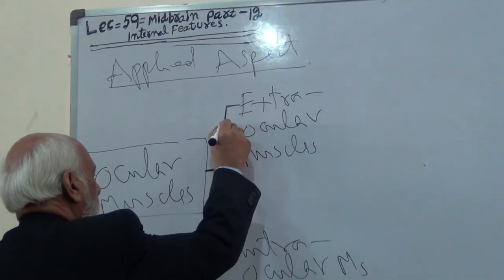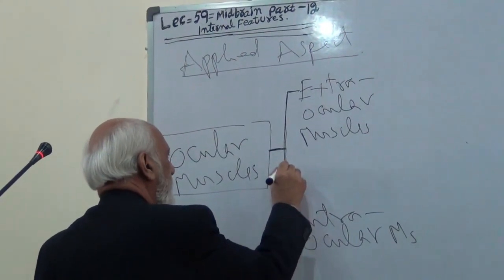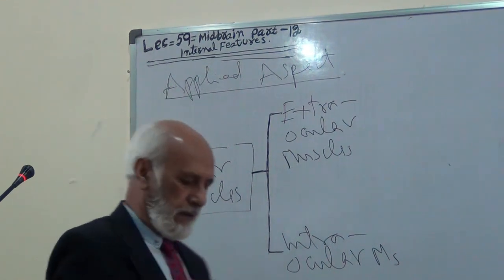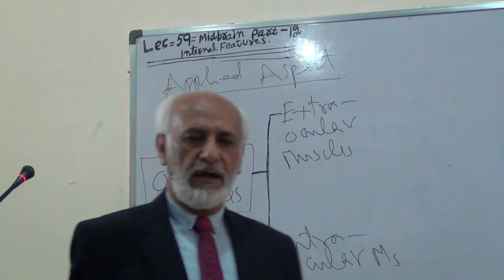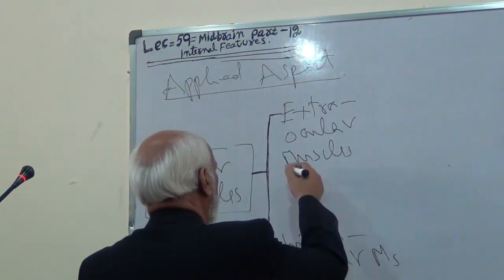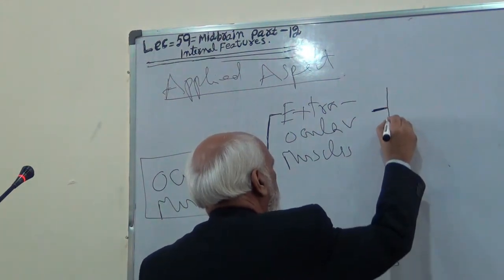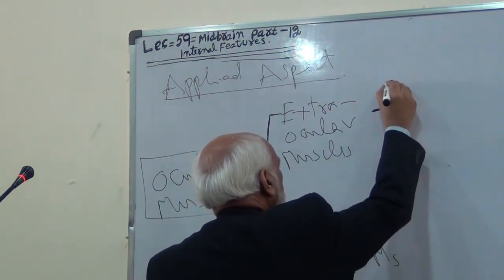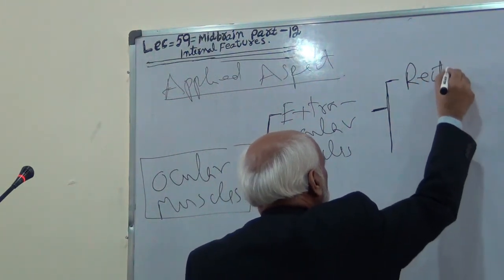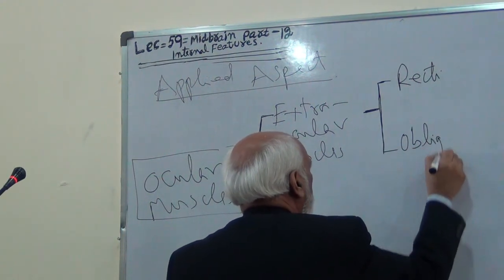Extraocular muscles, they are outside the eyeball and inserted to the sclera of the eyeball, located in the orbit, take origin in the orbit, inserted to the sclera. Now, these extraocular muscles comprise of recti and obliques.